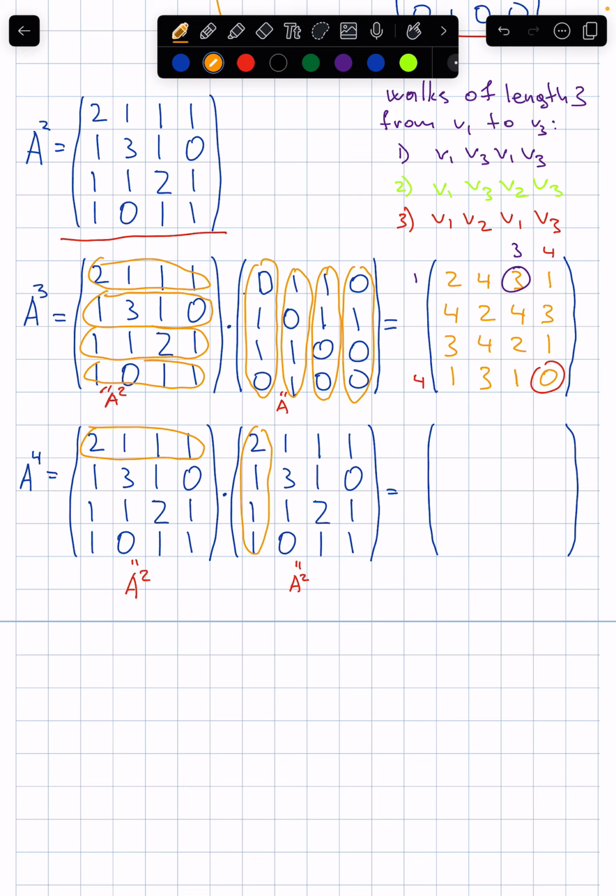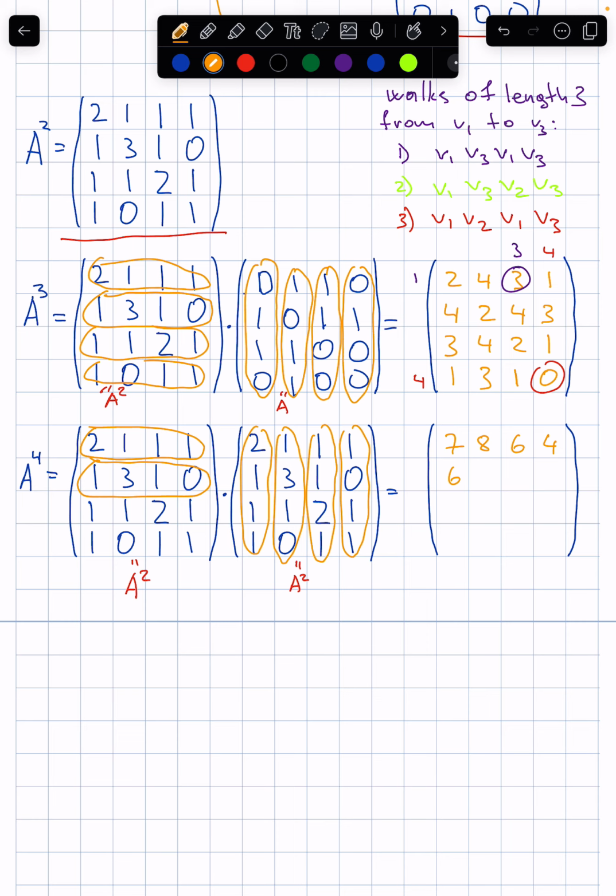So first row by first column is going to be 4 plus 1 plus 1 plus 1. So that's a 7. Second column here is 2 plus 5 plus 1, which is 8. And then third column here, 2 plus 1 plus 2 plus 1. So that's a 6. And the last one here is 2 plus 1 plus 1, 4. Then the second row here, 2 plus 3 plus 1, 6.